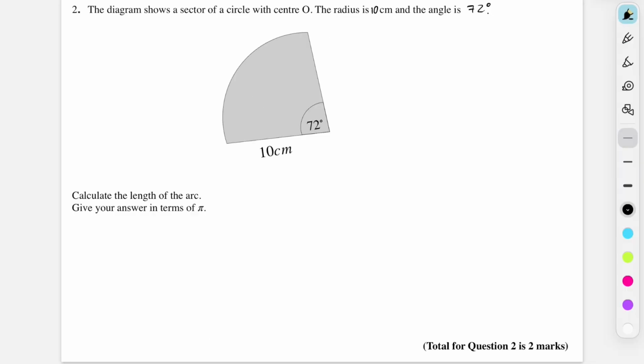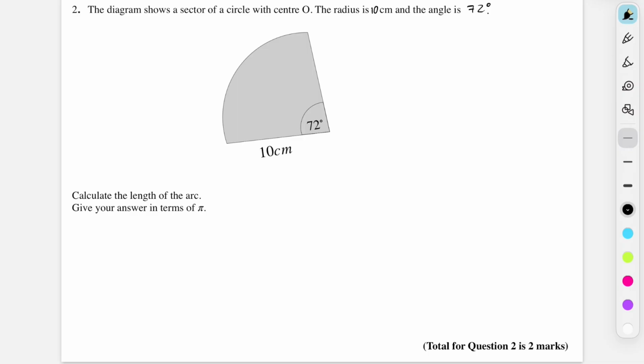This next one says the diagram shows a sector of a circle with centre O. The radius is 10 centimetres and the angle is 72 degrees. We need to find the length of the arc. So again, the arc length is just a fraction of the circumference of a circle. The circumference of a circle is given by 2 pi r.